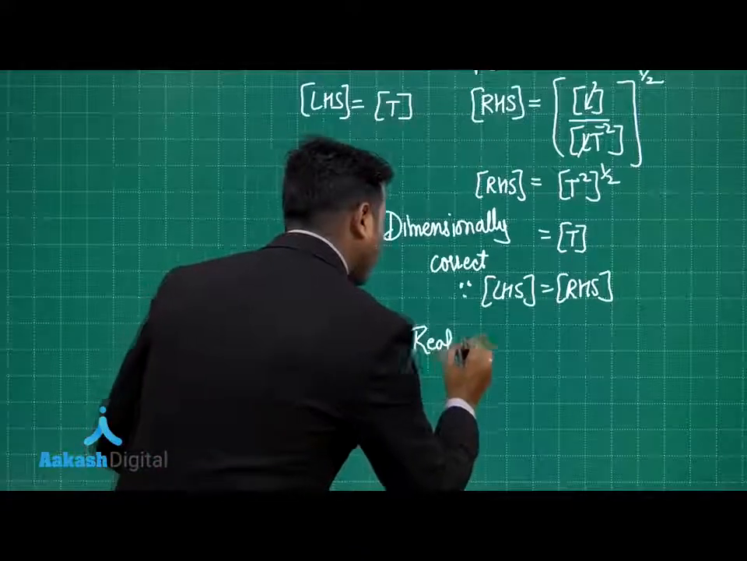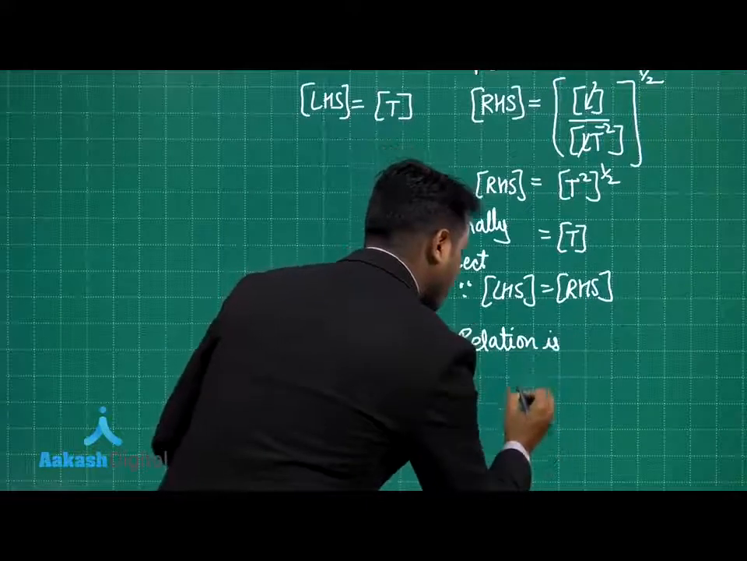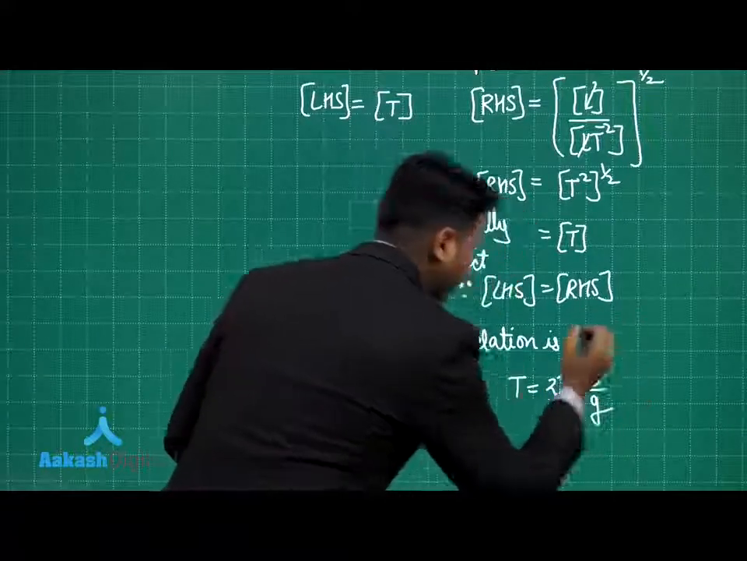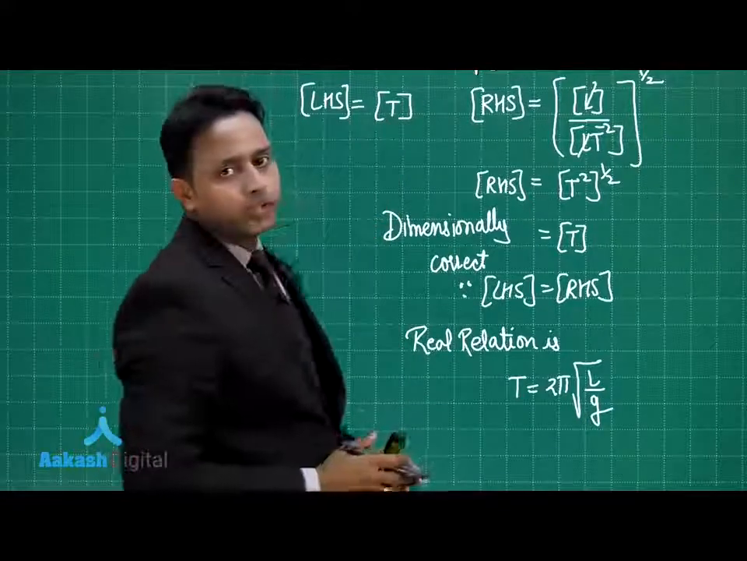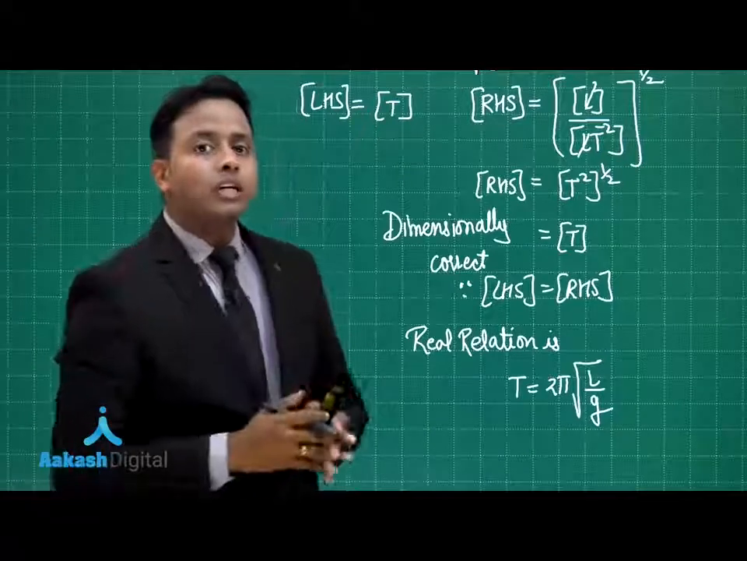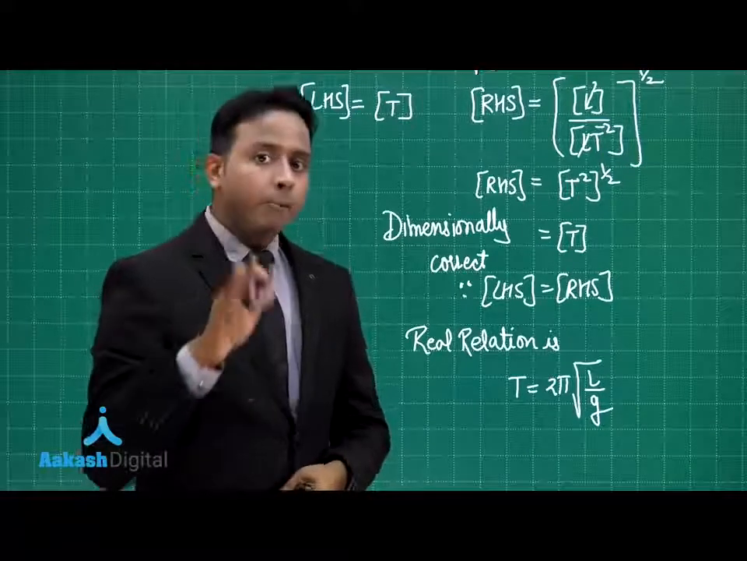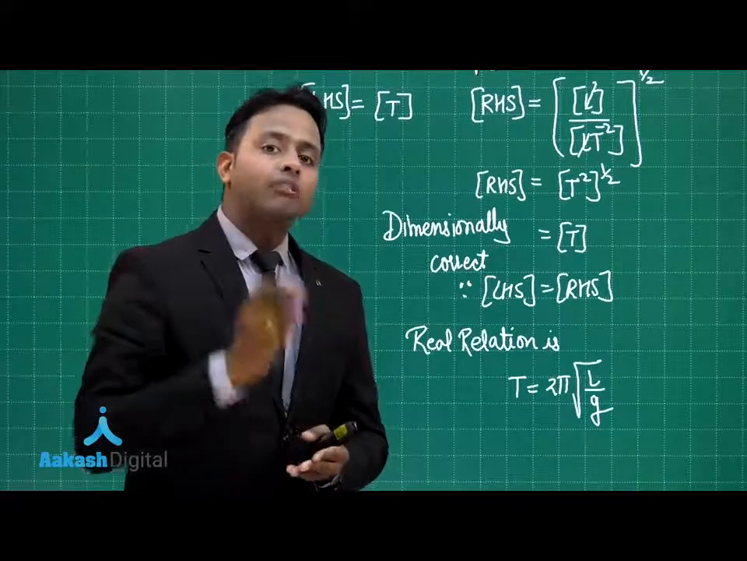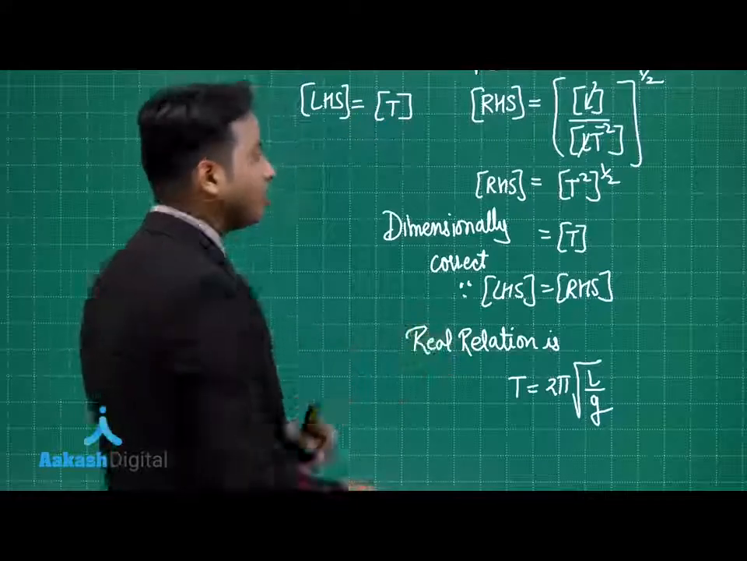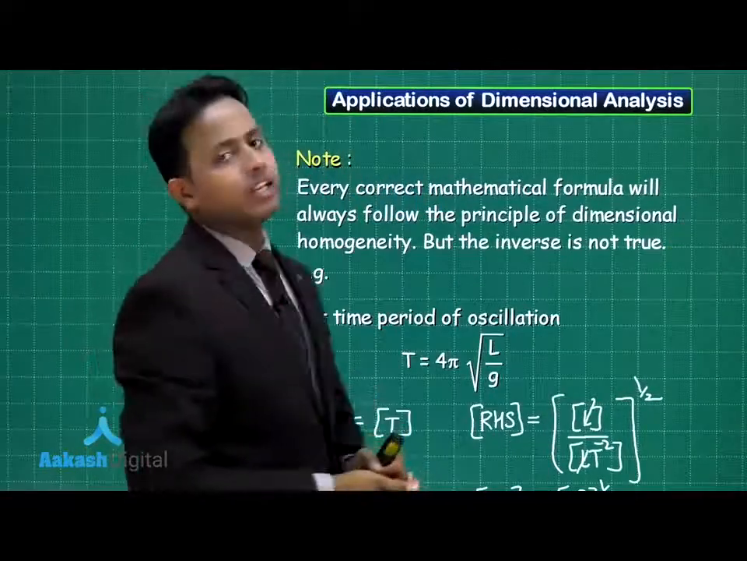But the real relation is that the time period is equal to 2 pi root under L by g. So this is the real formula that we have. So we can say that whenever a formula is not dimensionally correct, then it will not be physically valid. But if a formula is dimensionally valid, then it may or may not be physically correct. I hope the idea of dimensional consistency of a formula is very clear to you.